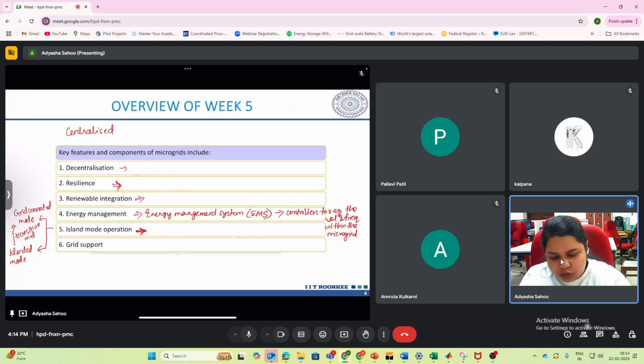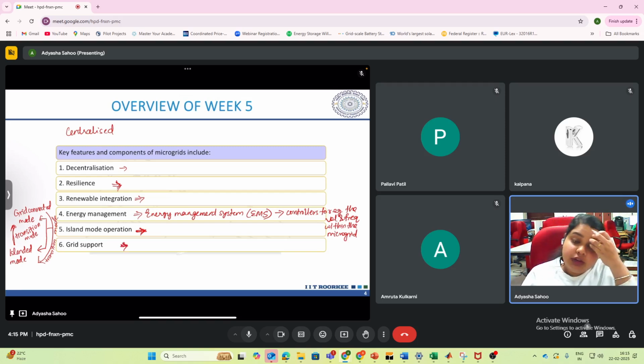Transition mode. So there will be two transition modes basically. One when it is transitioning from islanded mode to grid connected mode, and the other will be when it is transitioning from grid connected to islanded mode. So these are the major modes of operation. Another is also a black start mode that we'll see. Then next is grid support.